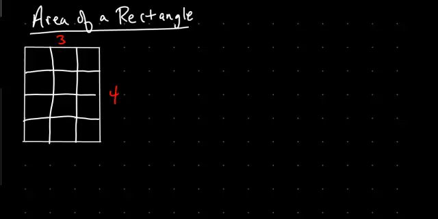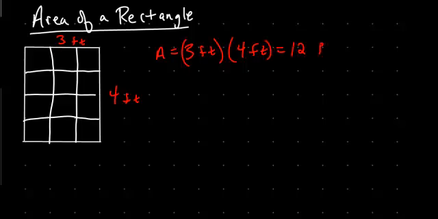And most of you probably know that, let's say this is 4 feet and that's 3 feet, and that the area is going to equal 3 feet times 4 feet, which equals 12 square feet. Feet times feet gives me square feet. 4 times 3 gives me 12. And most of you probably already know that.